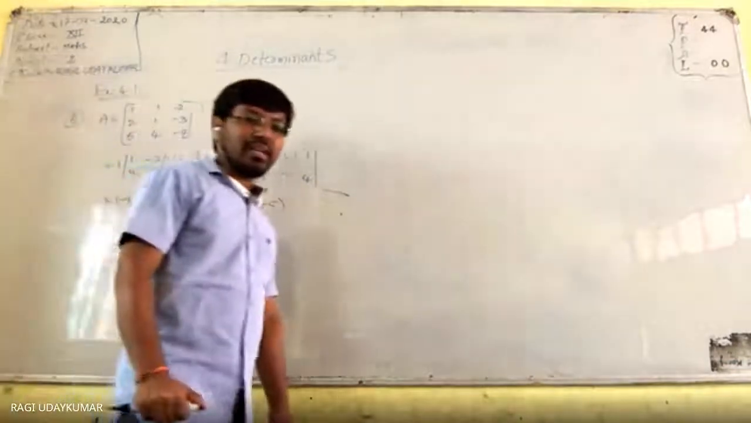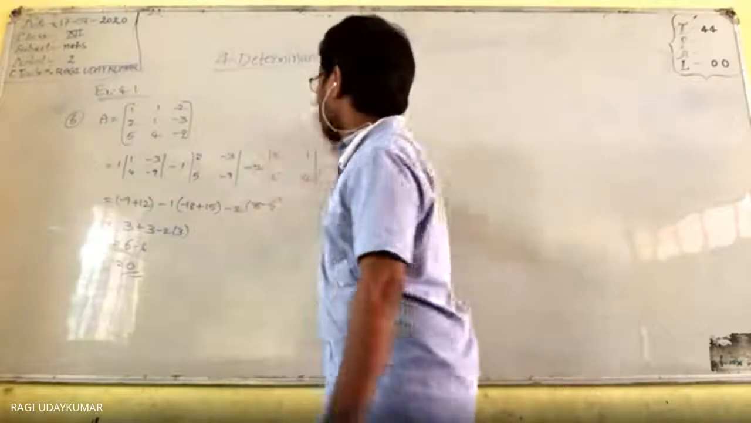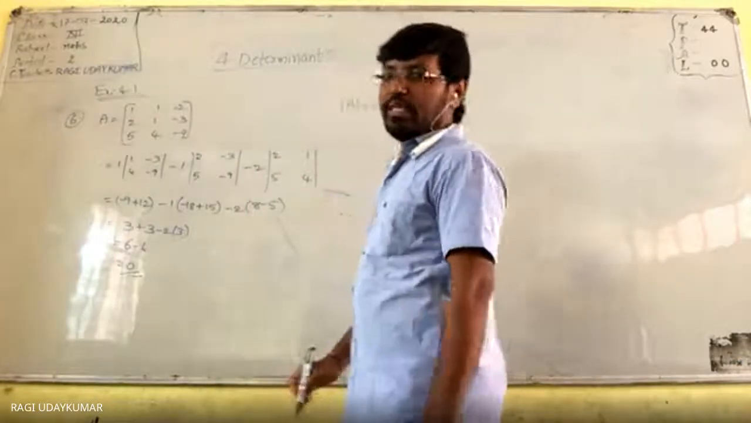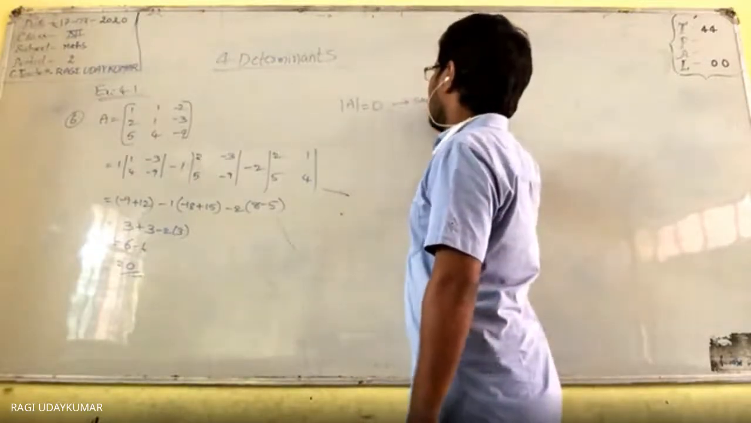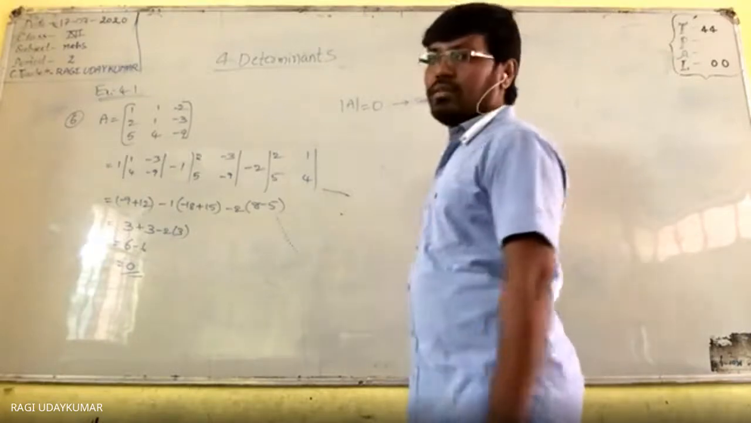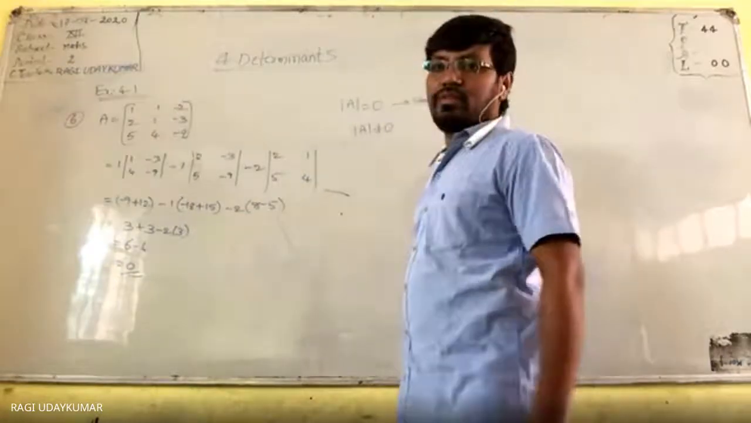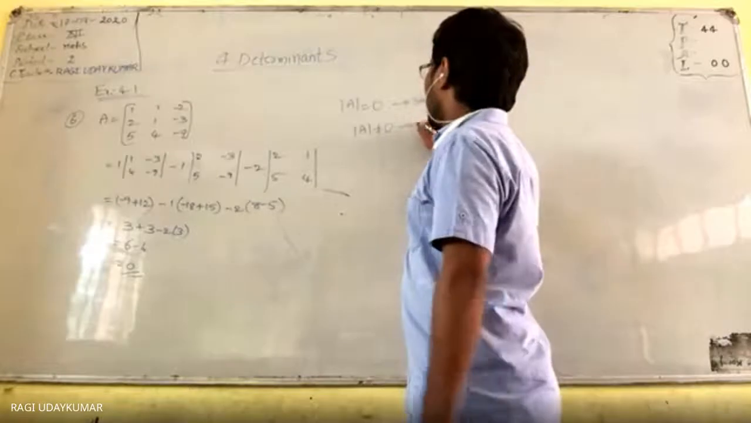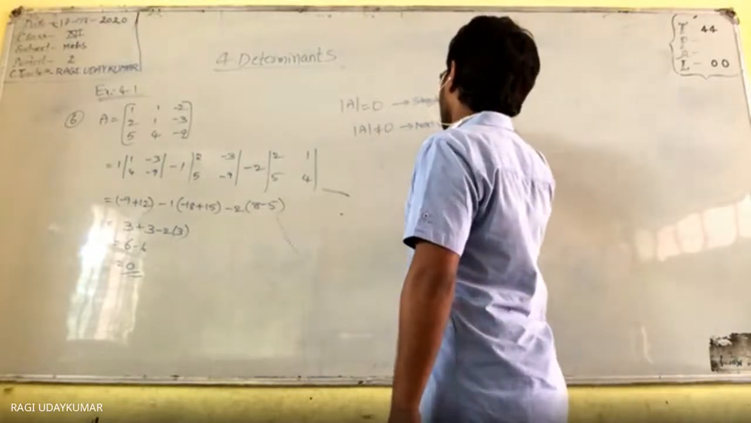So if the determinant of the matrix is 0, then that matrix is called a singular matrix. And if the determinant of any matrix is not equal to 0, then it is called a non-singular matrix.